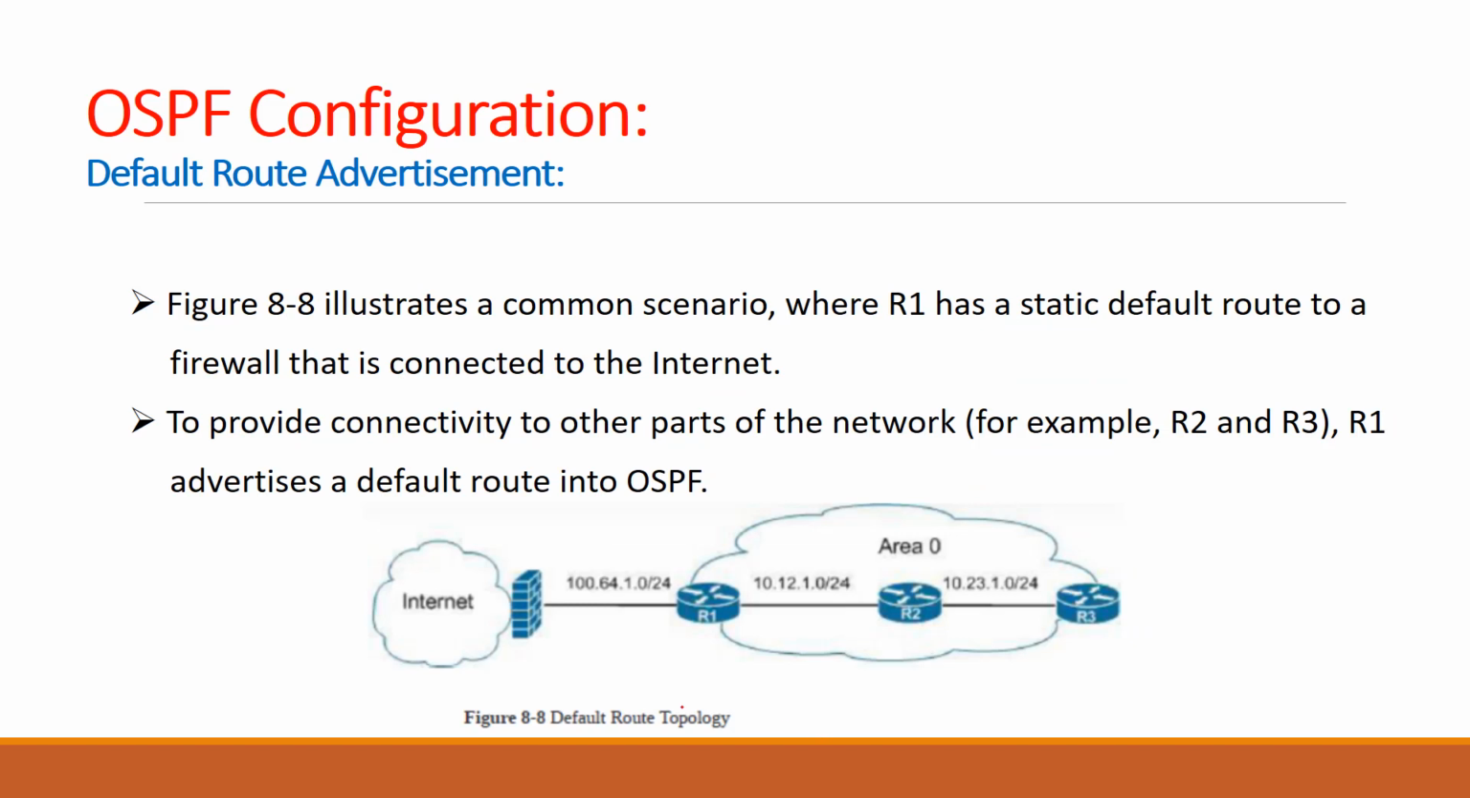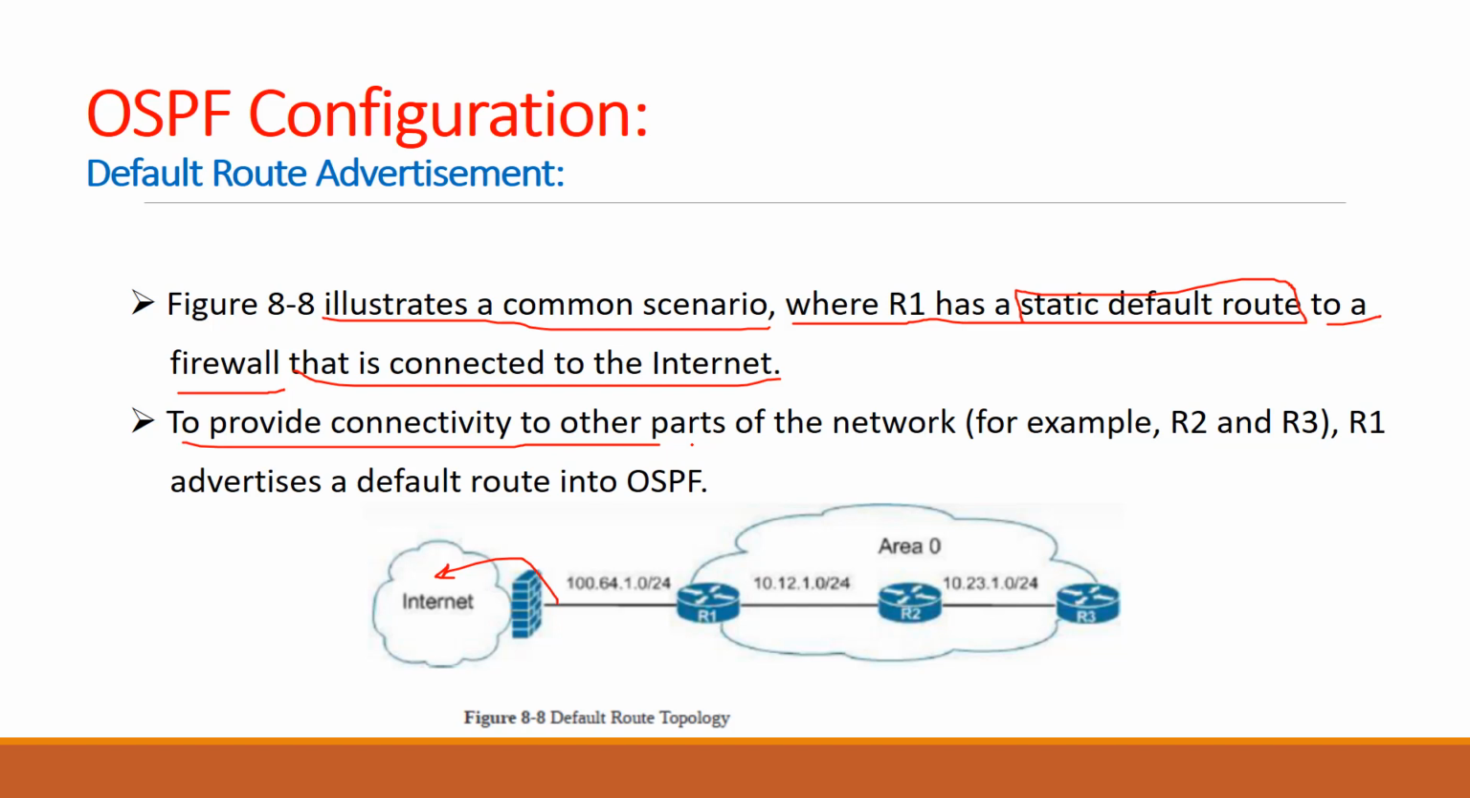Let's give an example here where this figure illustrates a common scenario where R1 has a static default route to a firewall that is connected to the internet to provide connectivity to other parts of the network, for example R2 and R3. R1 advertises a default route into OSPF. So to go to the internet, R1 should advertise a default route to other routers. So let's give an example here through GNS3.